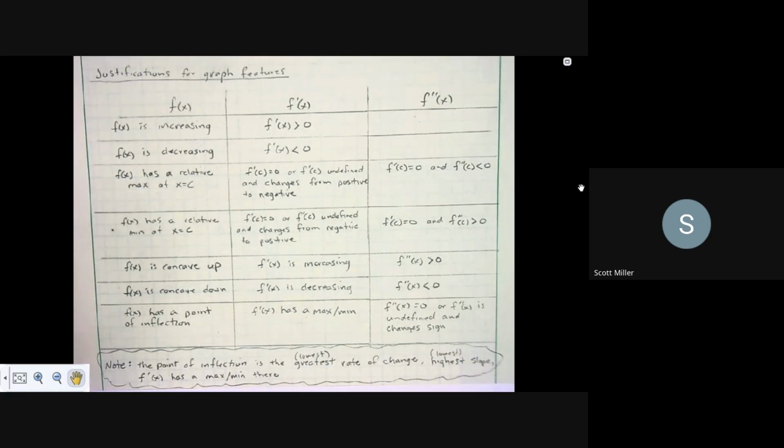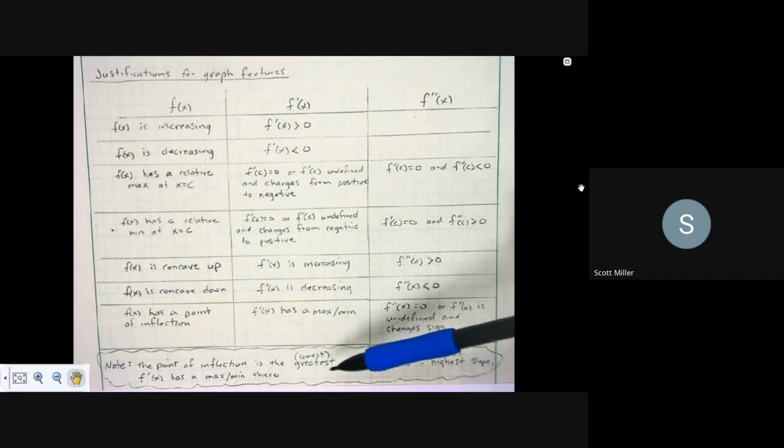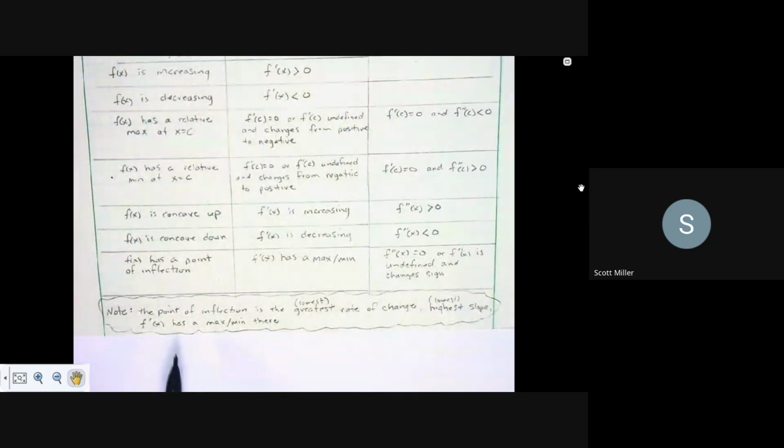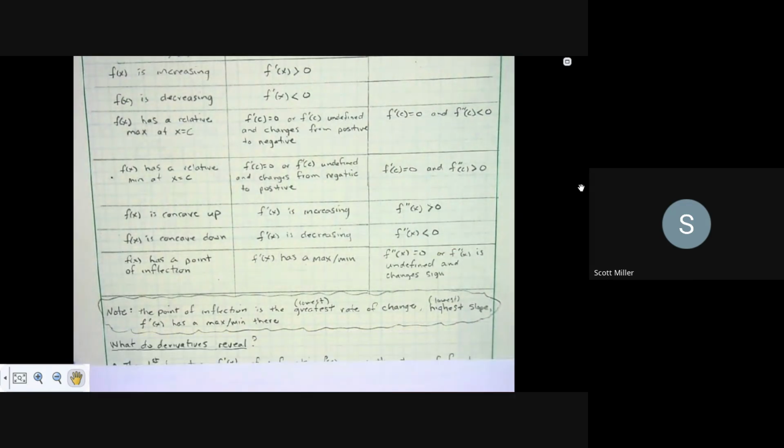The point of inflection is the greatest or lowest rate of change. It is the highest slope or lowest slope, depending on your situation. And F prime of x has a max or min there, which is what we set up in here. What do derivatives reveal?